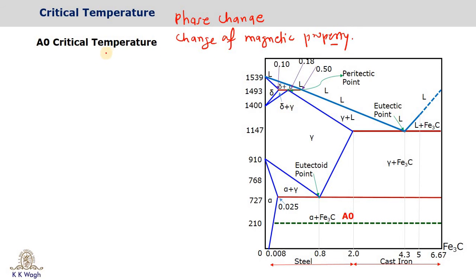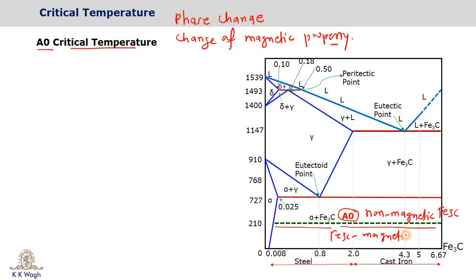So let's start with what is called the A0 critical temperature. In the diagram, the A0 critical temperature is represented by this green line. You can observe this green line. Now, what is this A0 critical temperature? Above this temperature, the cementite is non-magnetic. That is, Fe3C is non-magnetic, and below this, the Fe3C is magnetic.